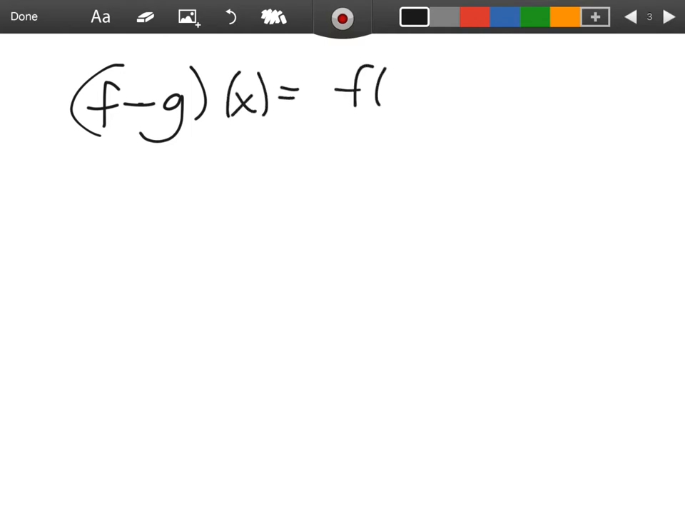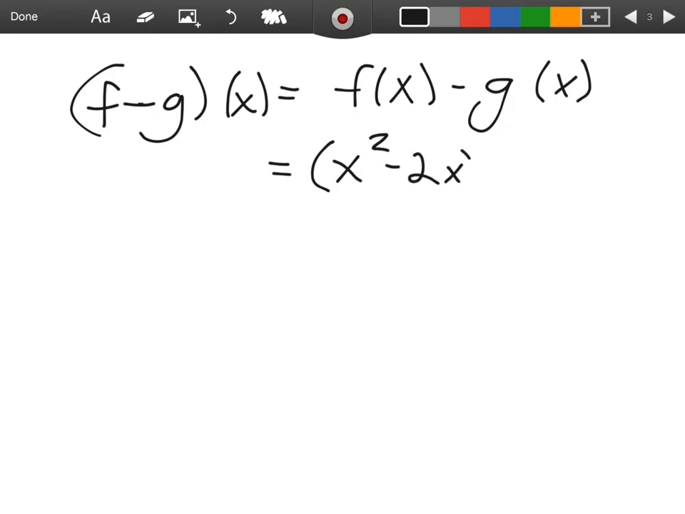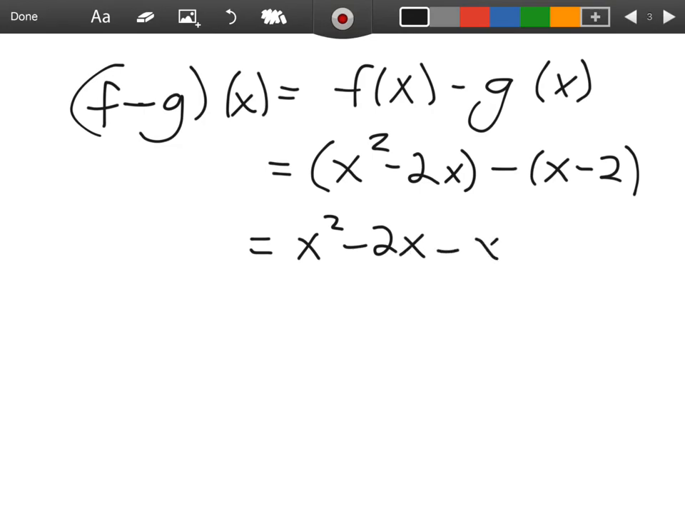Okay, using the same functions, except with subtraction. That's just going to be f of x minus g of x. So that's going to be x squared minus 2x minus x minus 2. Let's go ahead and distribute the negative sign before we combine like terms on the second one. So it's negative x plus 2. So when we combine like terms, we get x squared minus 3x plus 2.